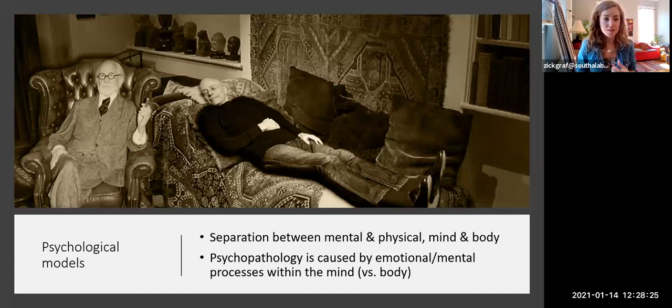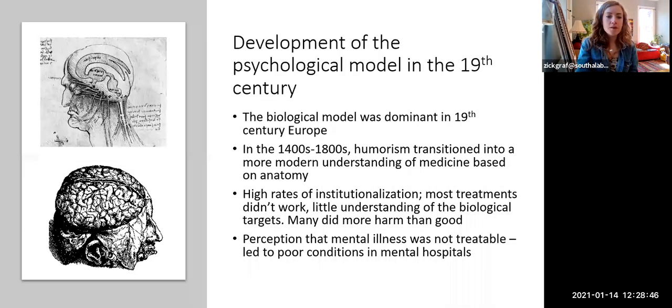And that's the key to these models, the idea that there's something separate about the mind that isn't touched by our physical being, that isn't influenced by our physical body, and that doesn't depend on the state of our physical body. So the idea here is that psychopathology is caused by emotional and mental processes within the mind. So a brief history of how psychological models developed.